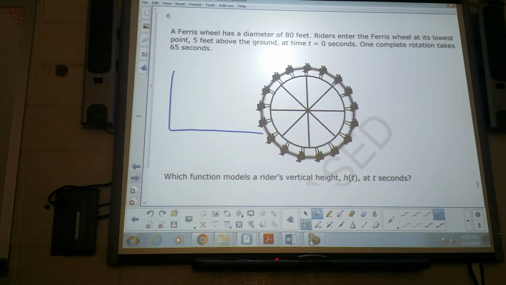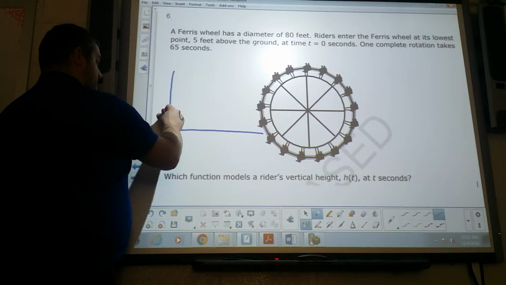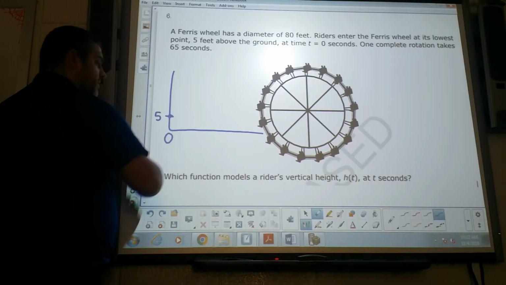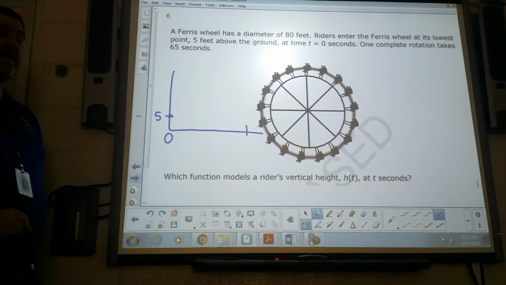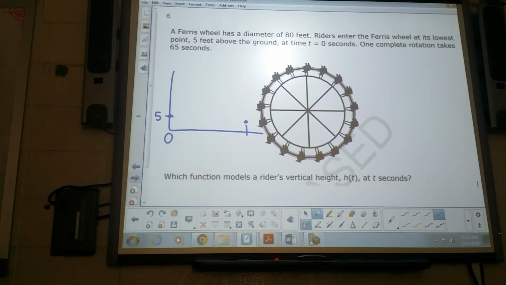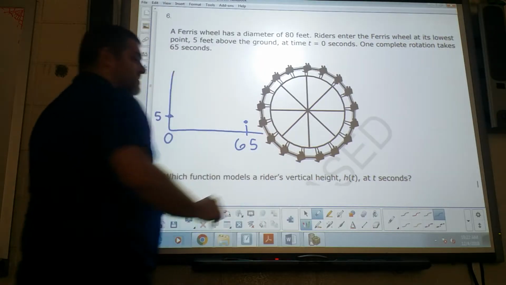Here is the issue. 80 feet is not going to show up on our graph anywhere. No. 85 feet will though. We know that when they begin, they finish, or they get on, 5 feet above the ground. So we're going to have a point there. We also know that at some point, they're going to be back on the ground again. How long does it take them to go one time all the way around and then back where they started? About 65 seconds.